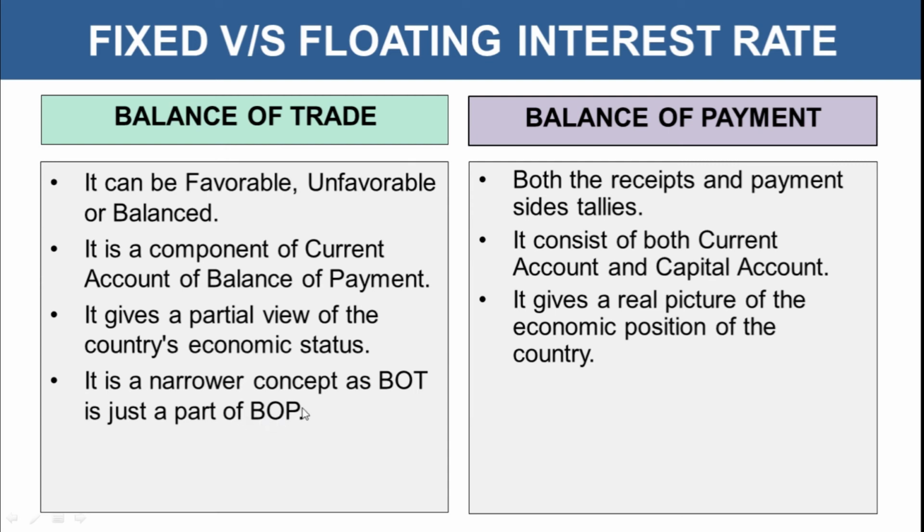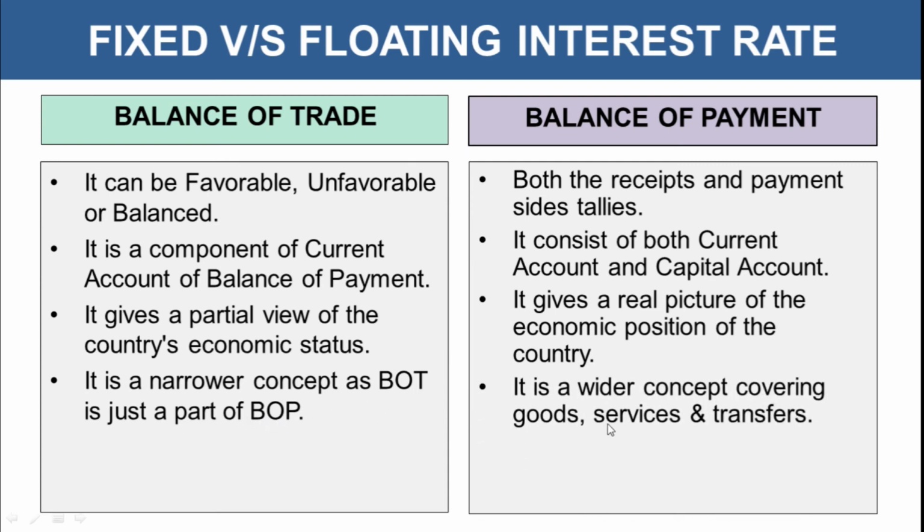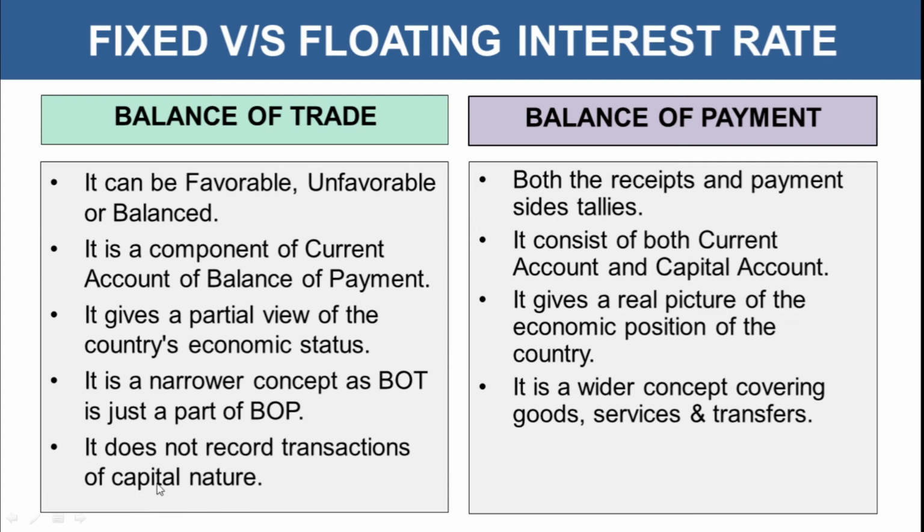Now, balance of trade is a narrower concept. However, balance of payment is a wider concept covering all these goods, services, and transfers. We already mentioned it many times: balance of trade does not record transactions of capital nature. Here we talked about current account and capital account. Balance of trade is about the current account of balance of payment, so it does not record any capital transactions. However, balance of payment records both current as well as capital nature transactions.